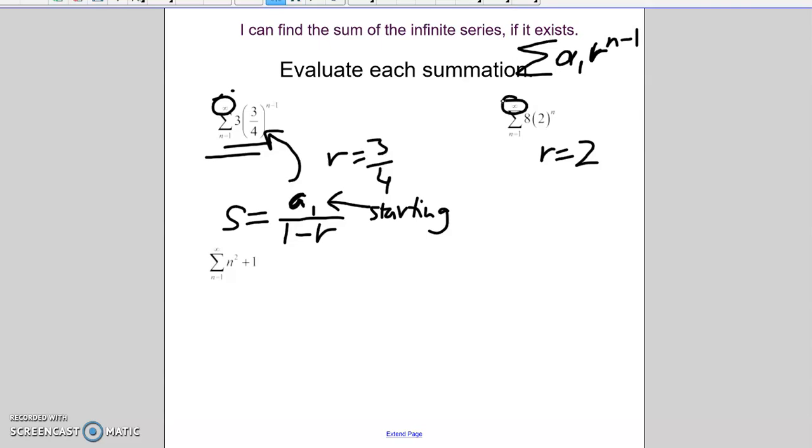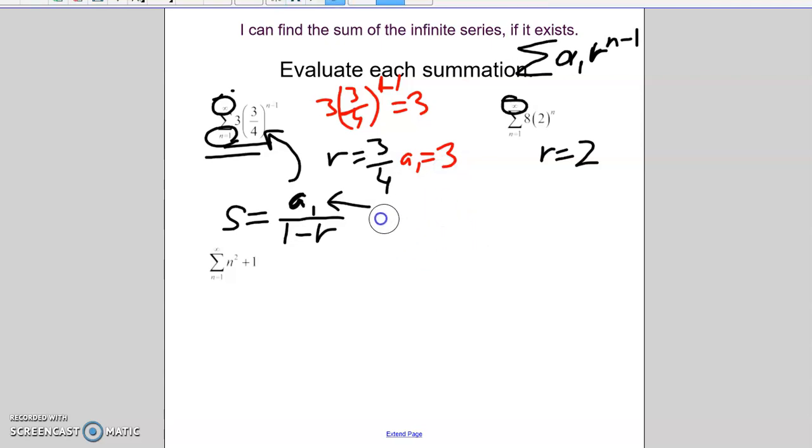To find that starting value, plug in your first number. It says here I'm going to start at 1. So if I plug in 1 there, I get 3 times 3/4 to the 1 minus 1. That 1 minus 1 is 0, and anything raised to the 0 power is 1. So this is just equaling 3. My starting value here is equal to 3 in this first example. So let's replace some of this here. This is equal to 3 divided by 1 minus 3/4, and that is equal to 12.